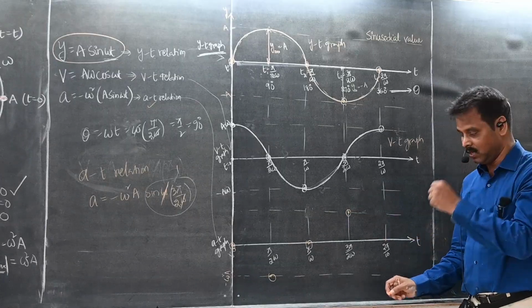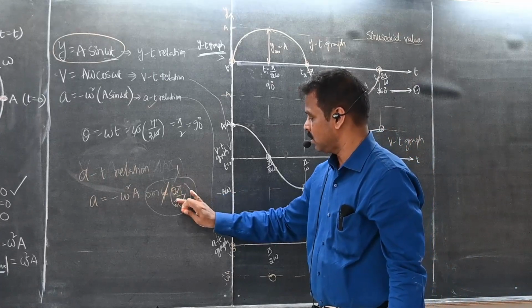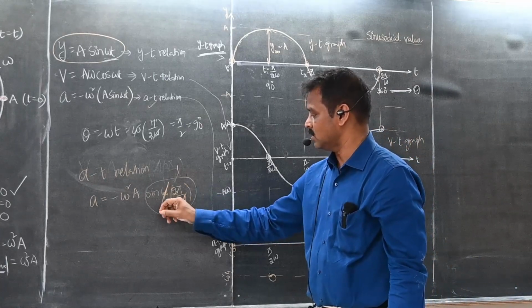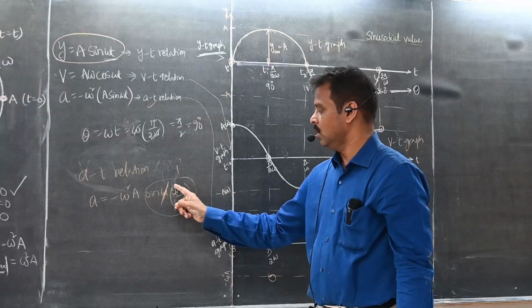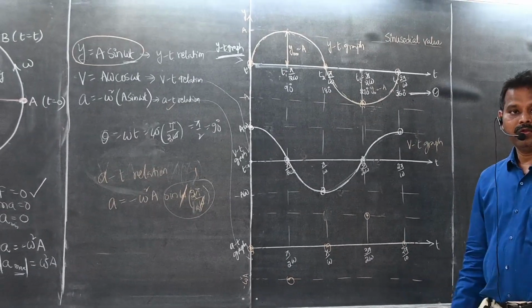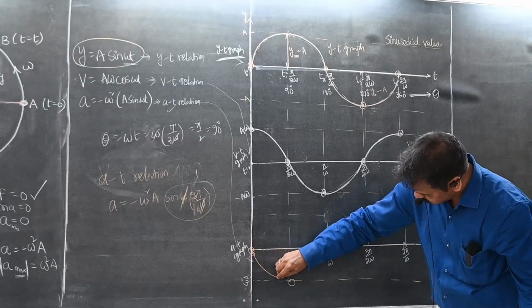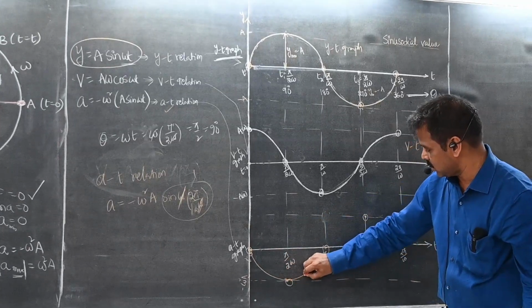And then the last time is 2 pi by omega. I am writing 2 pi by omega. Omega will cancel. Sin 2 pi is 0. 0 into anything is 0. Now we got the equation like this. From the equation we got a graph like this.